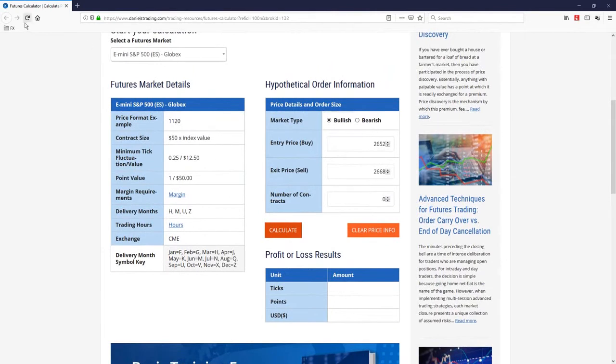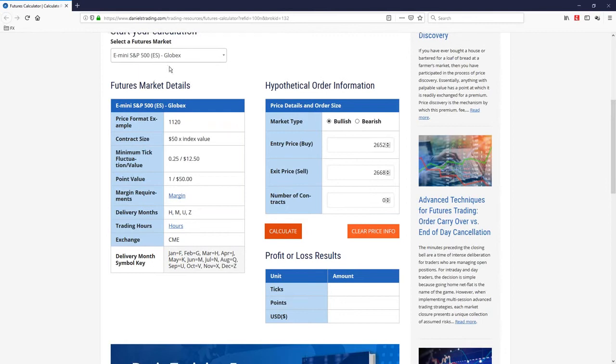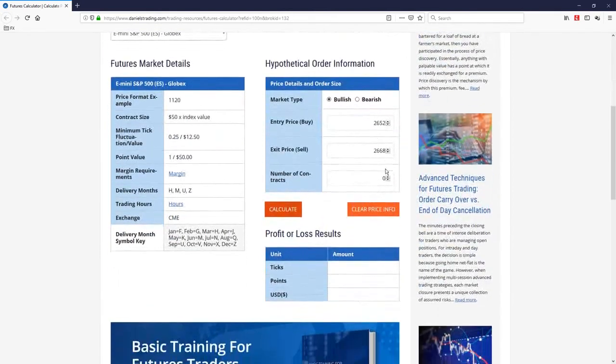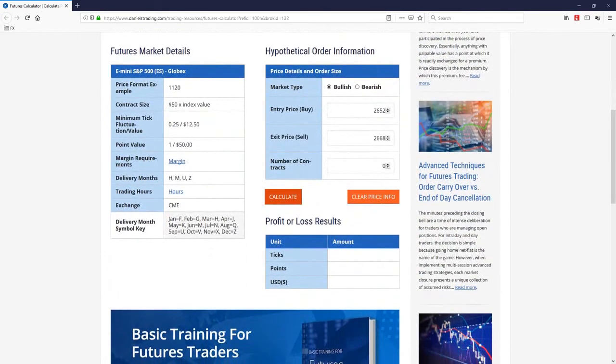Oh, that's great. I love it. See, that's why I don't promote these websites. It's not my website. It's not anybody's website. It's just Daniel's Trading for some reason. It's not working there, but let's just do some quick math here. It's pretty simple.